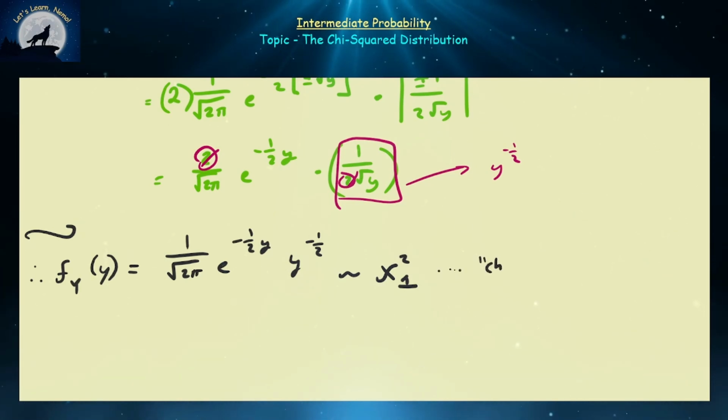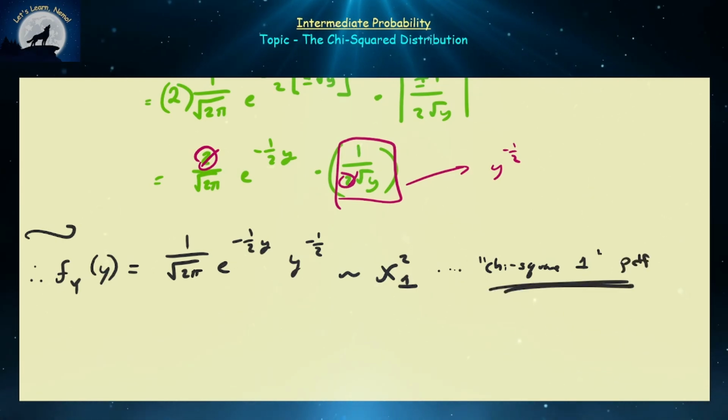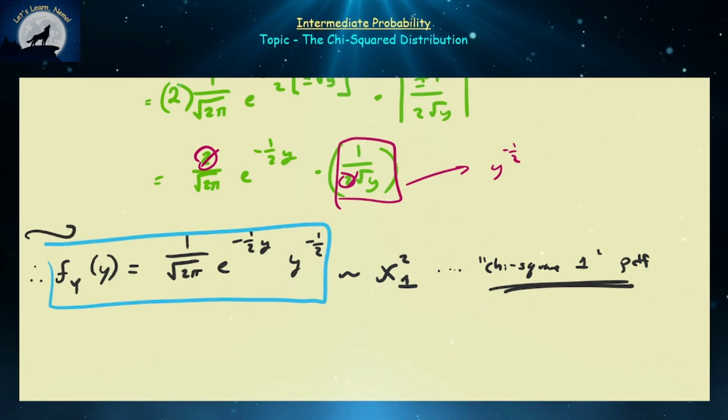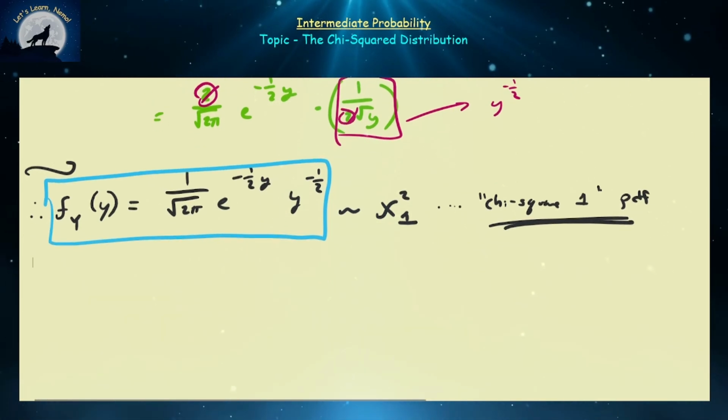Right, so the chi-square 1 probability density function. Why is it chi-square 1? Because we only took one standard normal random variable and squared it. Right? So that is our probability density function, which, keep in mind, is supported on 0 to infinity.